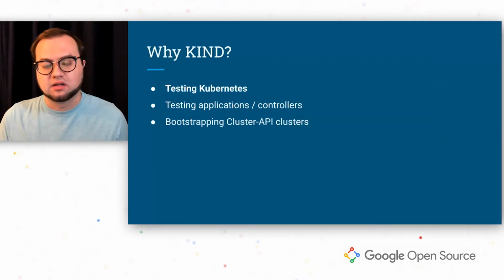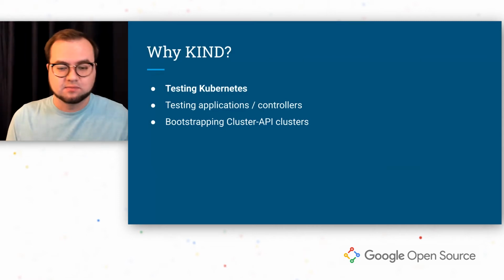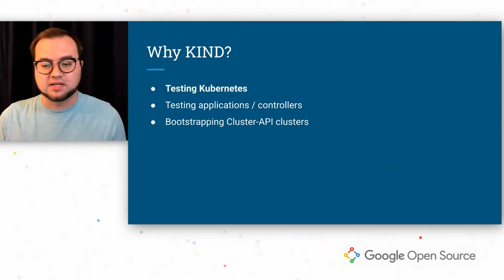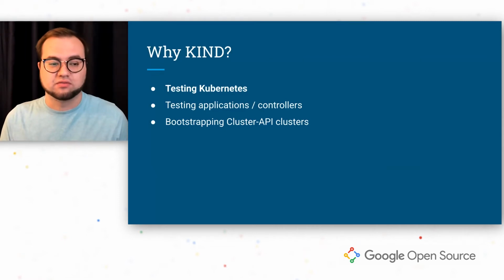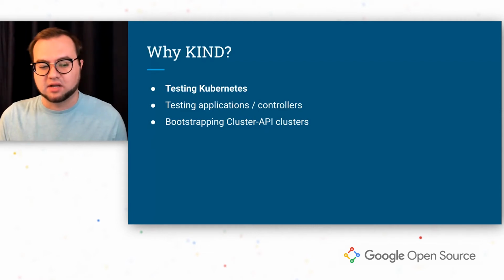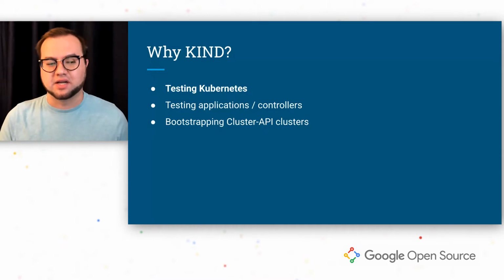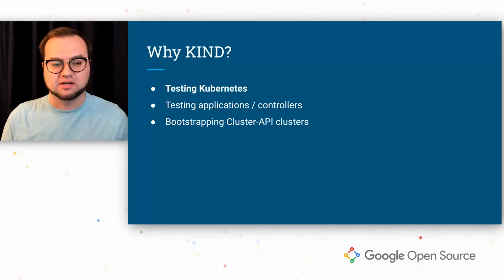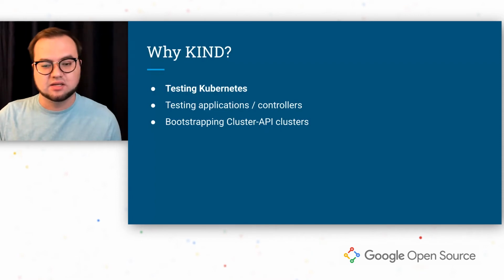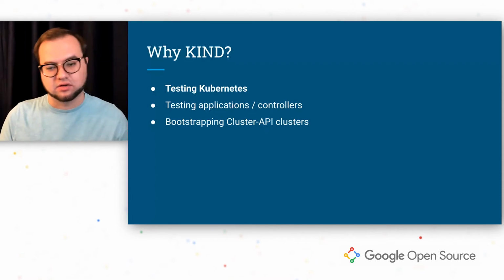So why Kind? Well, for testing Kubernetes, that's why we built it. For testing applications and controllers, which we figure is probably what most of you are interested in. And for bootstrapping cluster API clusters, where the clusters themselves depend on tooling that runs in Kubernetes to create clusters. And it's turtles all the way down, so Kind makes a great bottom turtle because it's very simple, lightweight, and easy. You can run a Kind cluster, install your cluster API controllers, and create a cluster API cluster. This is something else we support.